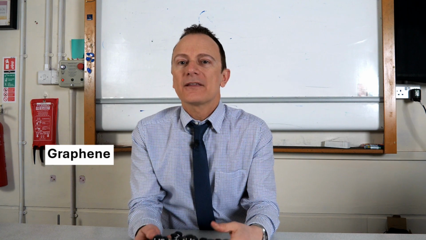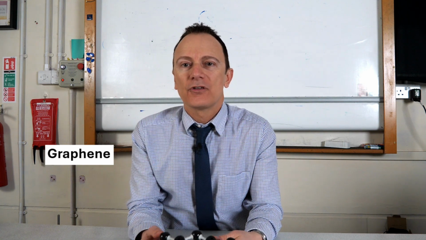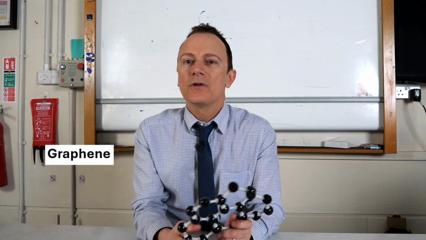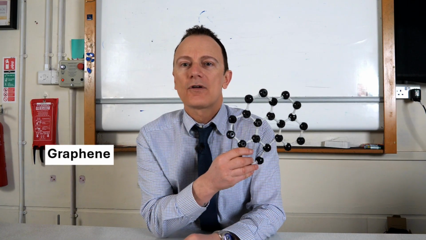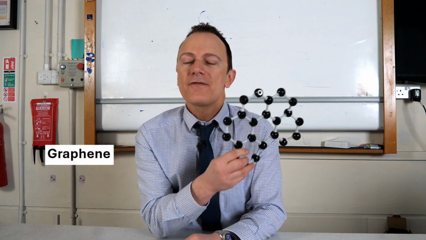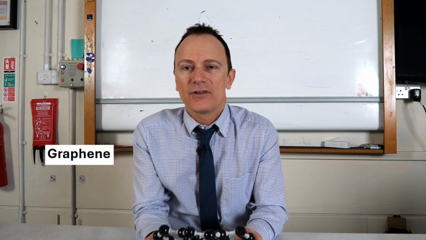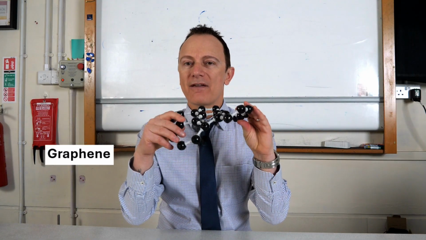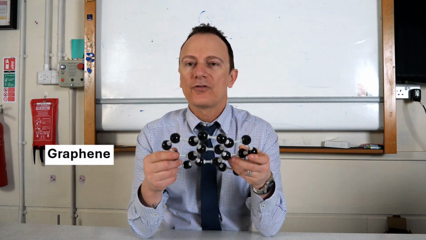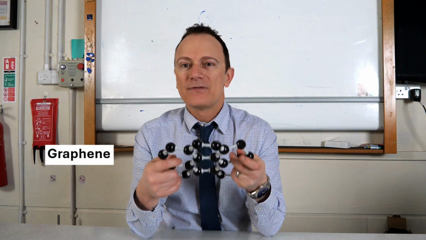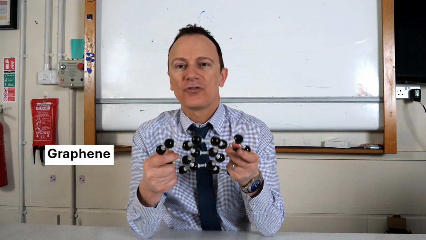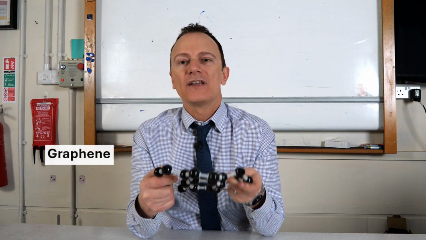We know that carbon atoms have 4 electrons in their outer shell. If only 3 of those are involved in bonding, it means once again it has those delocalized electrons. So graphene can conduct electricity. Because it's only 1 carbon atom thick, it's very flexible and it's also transparent. But it is very strong because this giant structure is held together with strong covalent bonds holding all the atoms in place.